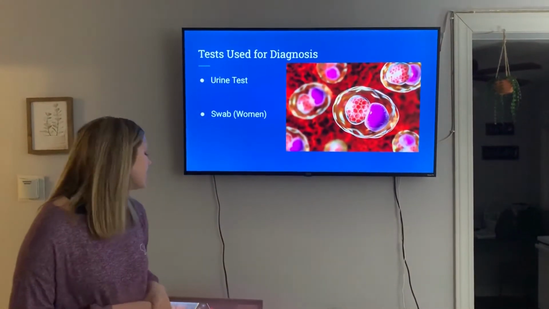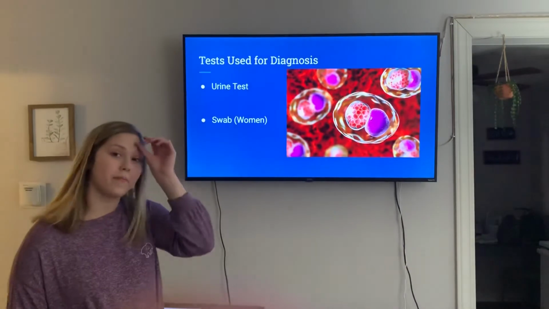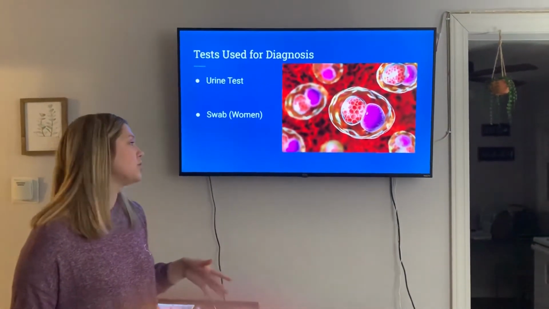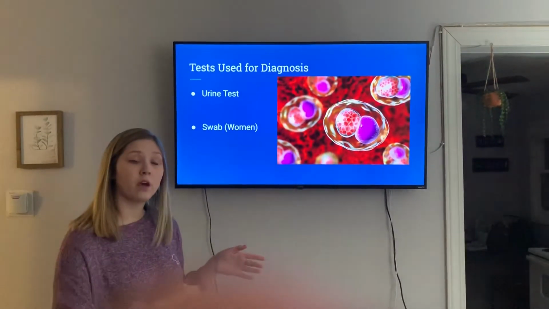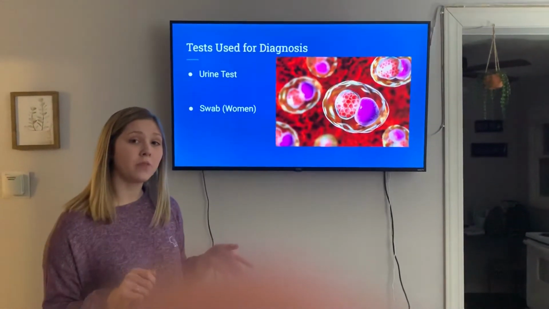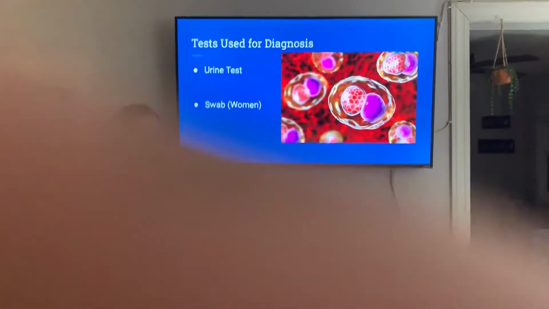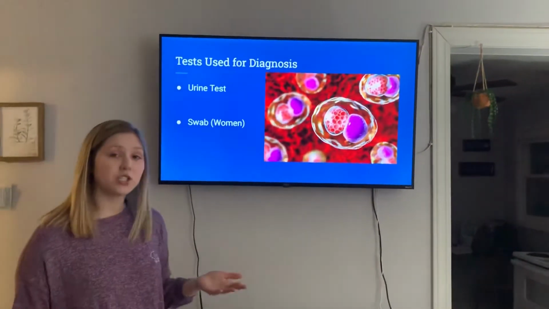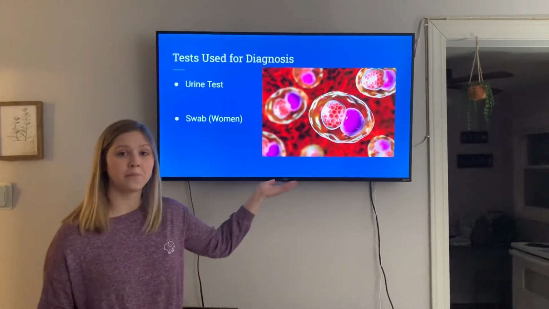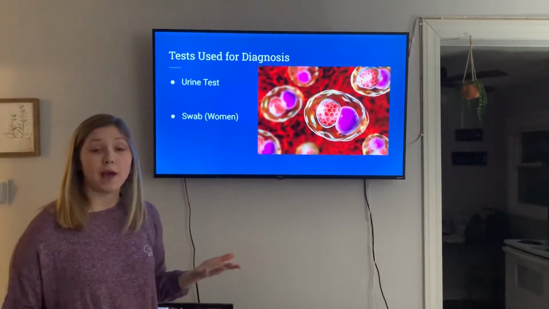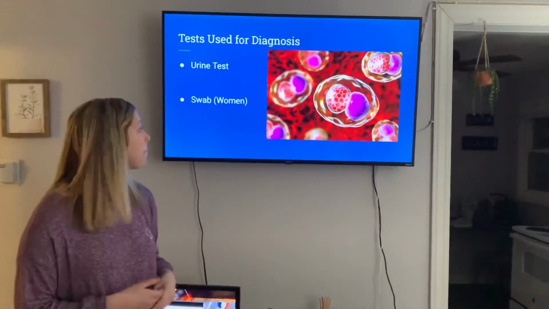Now for swabbing, this can be done for men or women, but we're just going to talk about women in this situation. So, a doctor will take a swab of discharge from a woman's cervix, and that will be sent over to a lab, and then either a culture or an antigen testing can be done to figure out if that is positive for chlamydia or not. This can also be done during a normal pap smear if necessary.